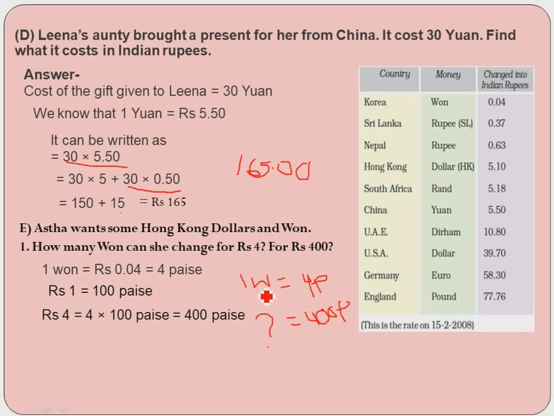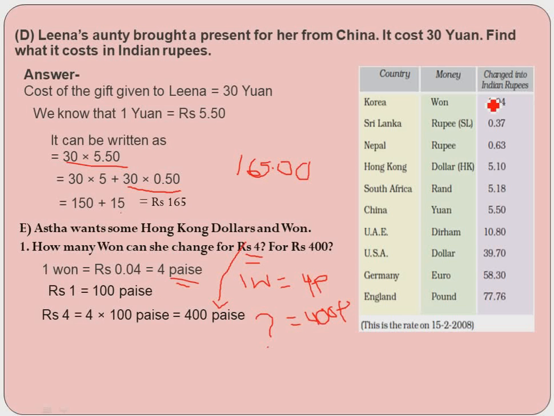If 1 chocolate is equal to 5 rupees, for 100 rupees, how many chocolates will you get? So what will you do? 100 divided by 5, you will get 20. Similarly, I did the same thing. This was in rupees and this was in paisa. So I converted this also into paisa.